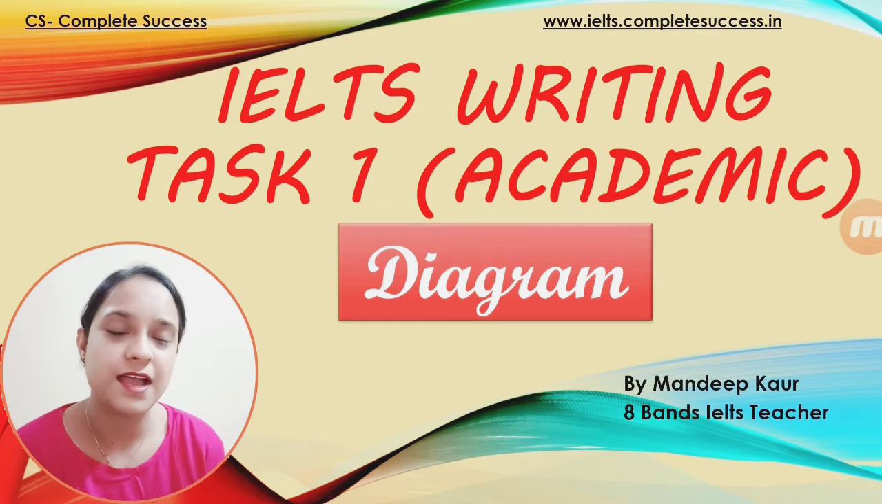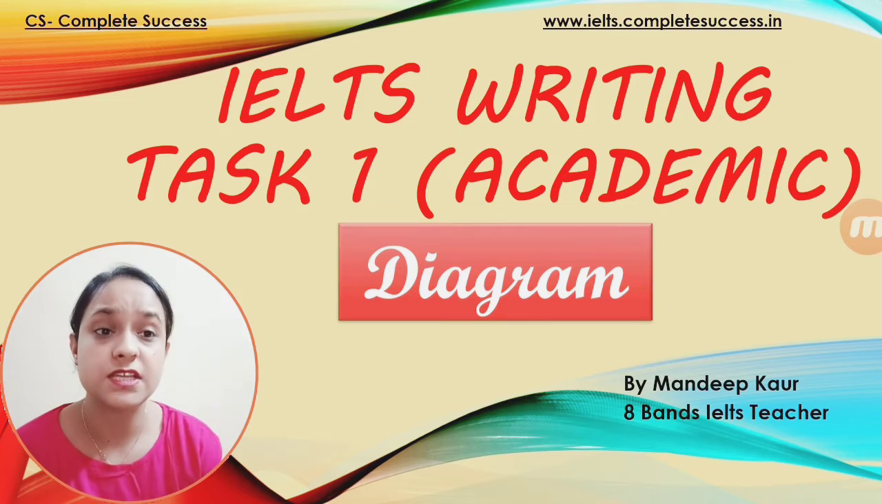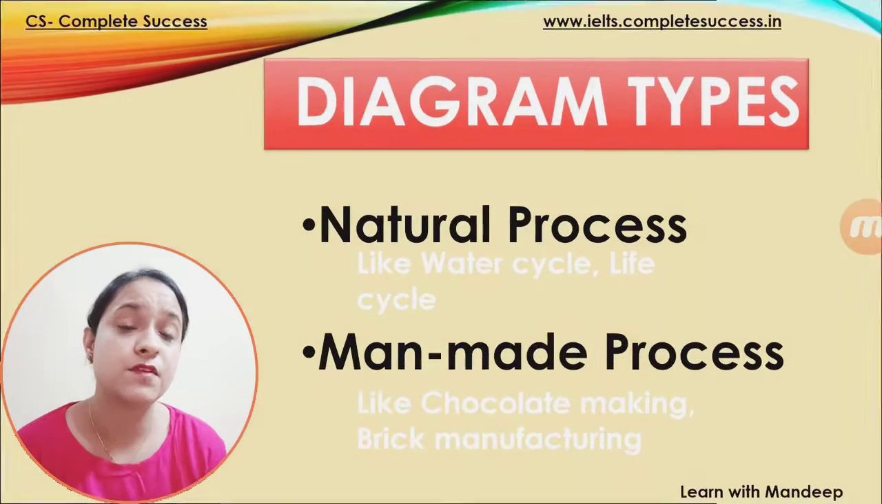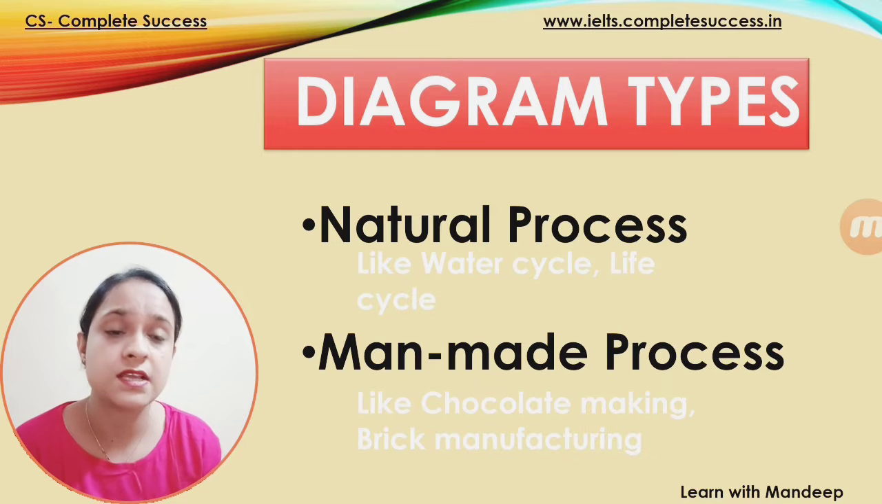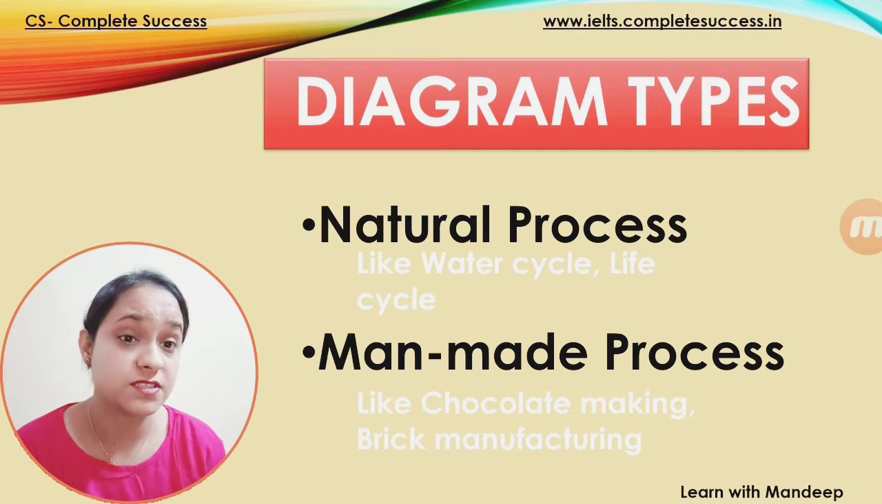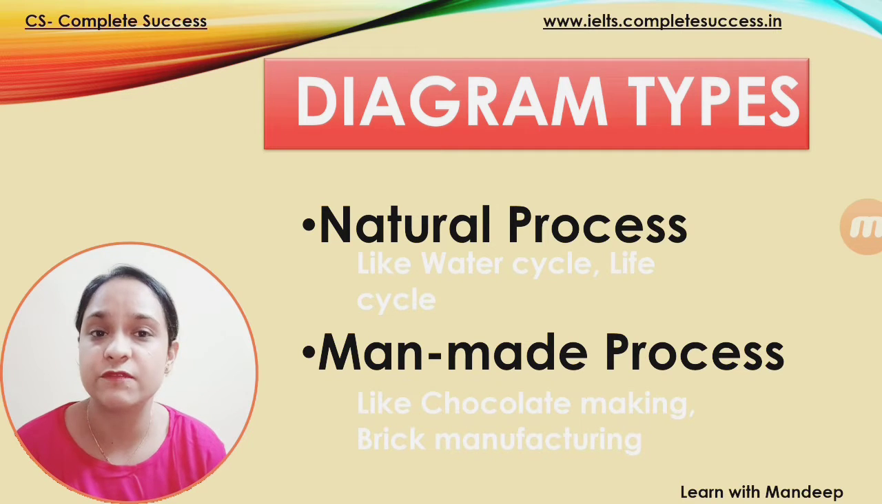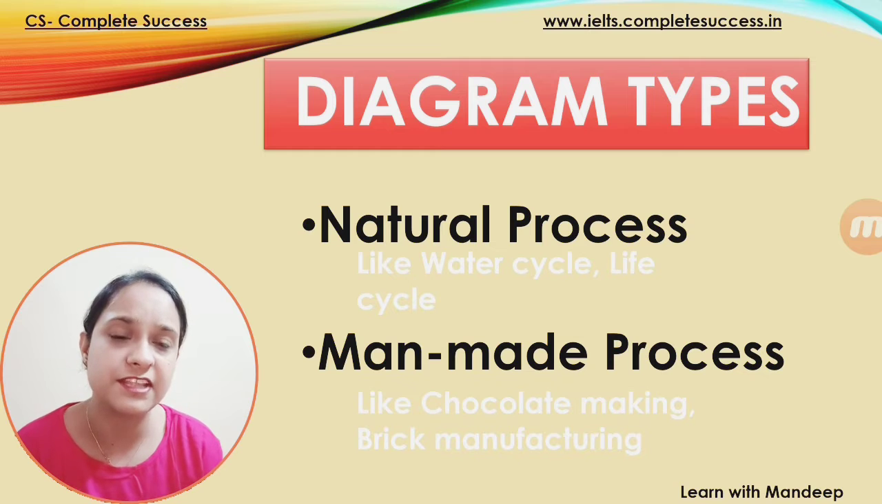Hello everyone, I am Mandeep and today's topic of my video is about IELTS Writing Task 1 Academic, that is diagram. But firstly, you should know that a diagram can be of two types: a natural process, like the water cycle or the life cycle of any insect, and a man-made process, like chocolate making or brick manufacturing. It can be anything related to any man-made process.